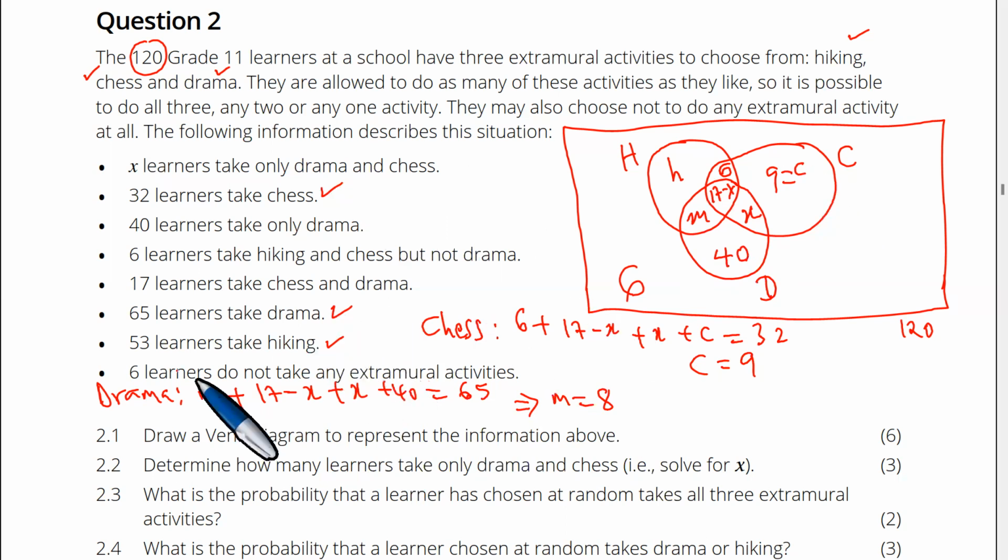We need to deal with 53 learners that do hiking. In the 53 learners that do hiking, meaning you can add all these guys up here, and if you get all of them up, then you're able to get what we want. So let's deal with the hiking part. I'm going to cut here a little bit like this, and I'm going to deal with hiking. Dealing with hiking, you add everything in the hiking event.